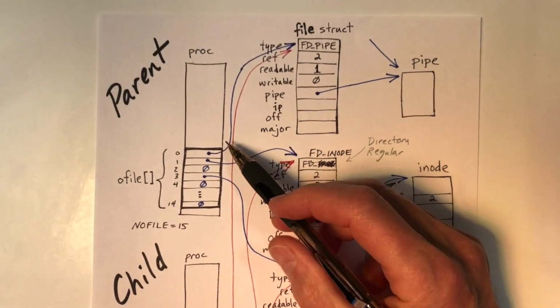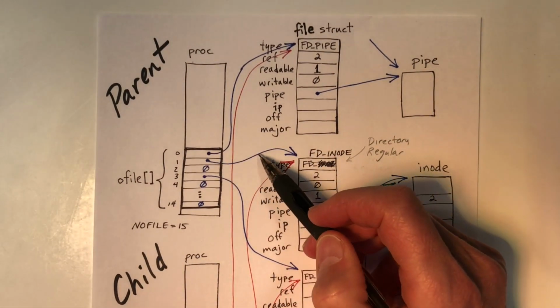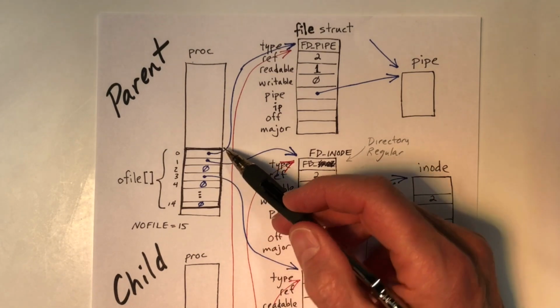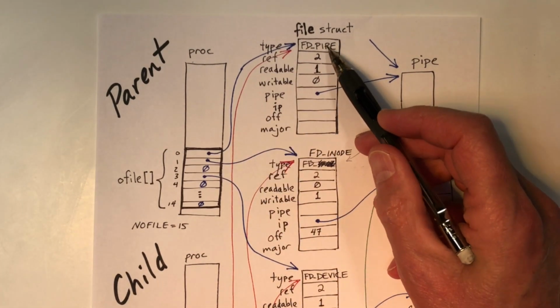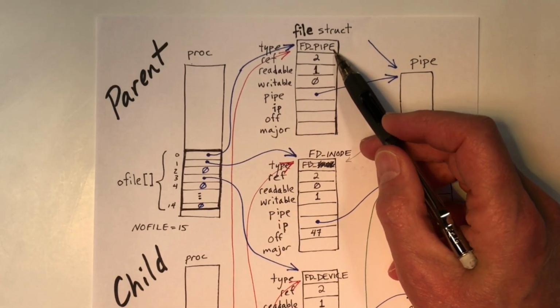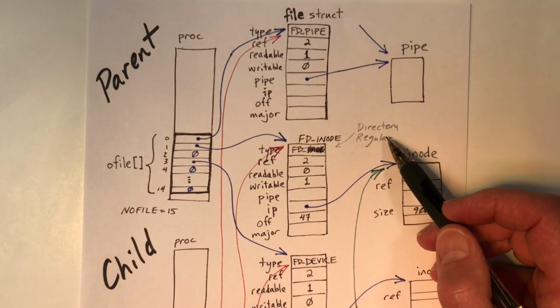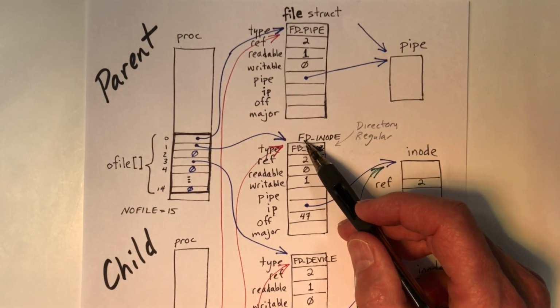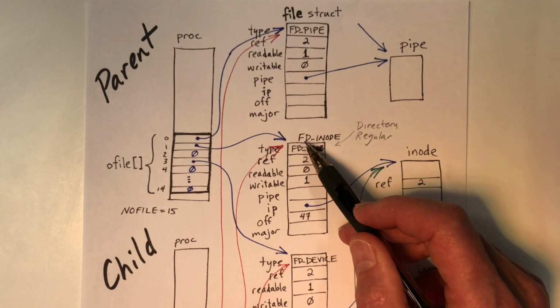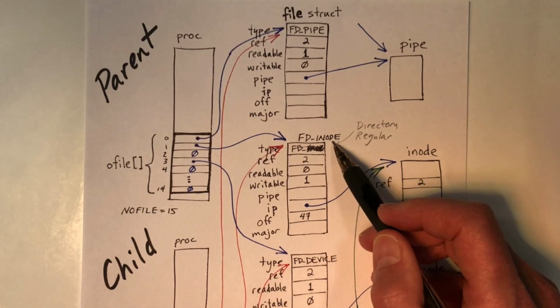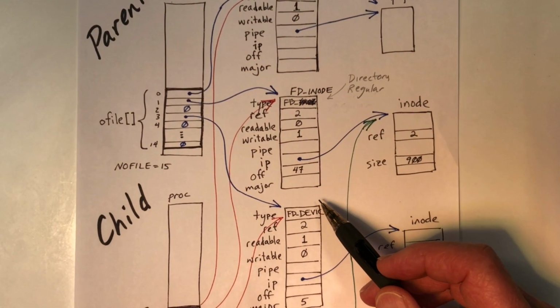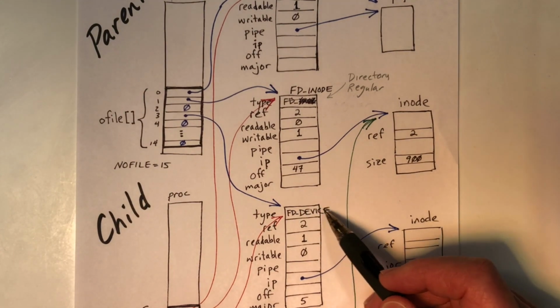So a file that's open in some process can either be a pipe, in which case the type field will be pipe, or it can be a directory or a regular file, in which case the type field will be FD_INODE. Or it can be a device, in which case the type field is device.